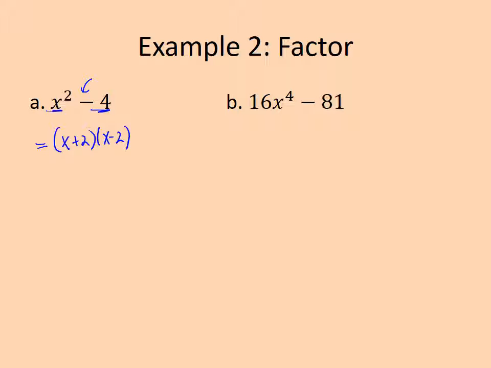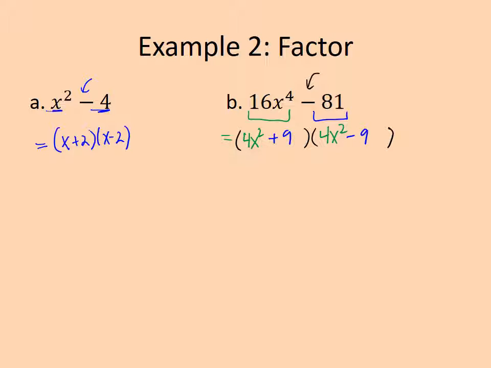But this problem's a little bit trickier. 16x to the 4th is a perfect square, and 81 is a perfect square, and we have the negative sign, so there's a difference of perfect squares. So we will first factor 16x to the 4th. That's 4x squared, and then the square root of 81 is 9. So we have a plus 9 and a minus 9.